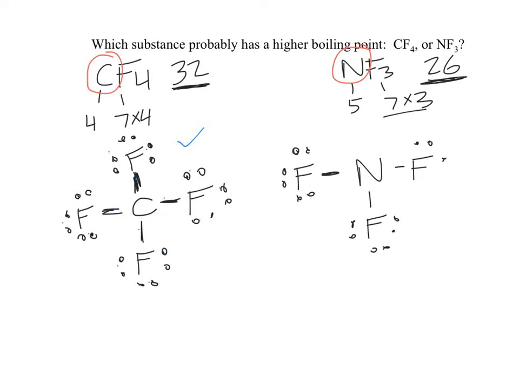Now nitrogen is in the middle. It has 3 bonds, so 2, 4, 6. It needs 2 more. Then I check my budget. My budget's 26. So again, there's 8 around here, 16, 24, 26. This is good. So my Lewis structures are correct.